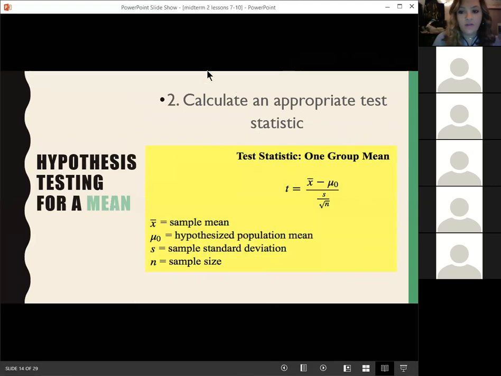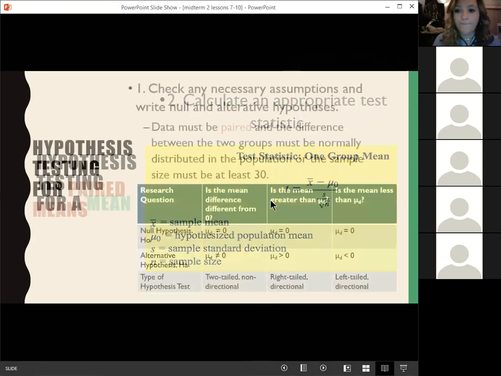And then our second step is going to be calculating that test statistic. For means, our test statistic is t. So we have our sample mean minus our null population mean, and then our standard error of the sample is our denominator. So that's just how you would find that. It's just simple math there.